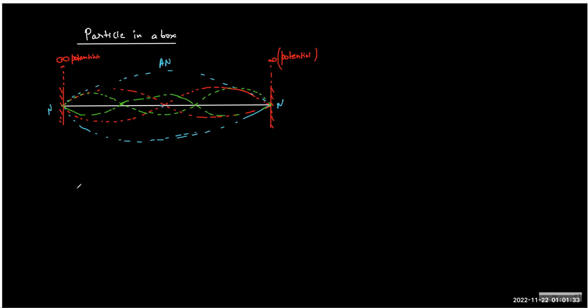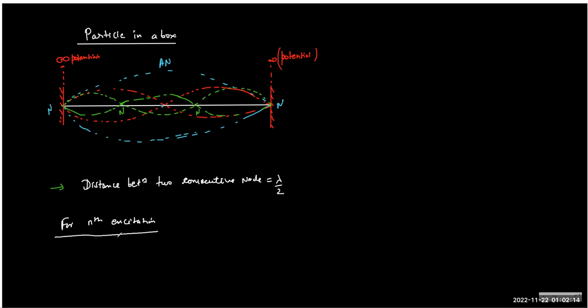So by definition, the distance between the two consecutive nodes is called lambda by 2. If you don't know as of now, just remember this fact that the distance between two consecutive nodes is how much? Lambda by 2. So for nth excitation, how many nodes, how many loops can we see?